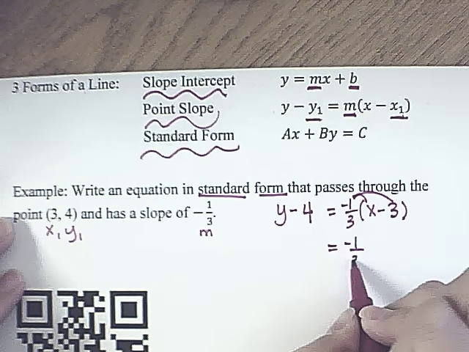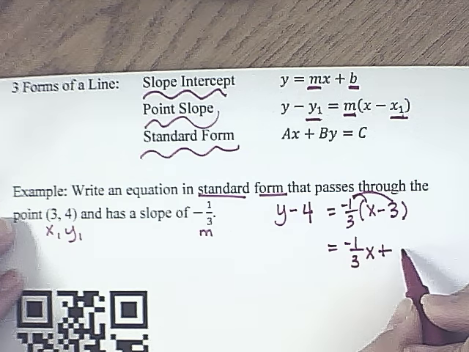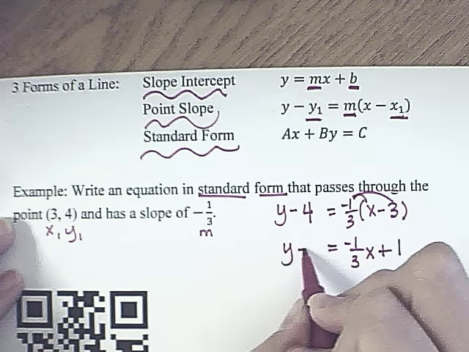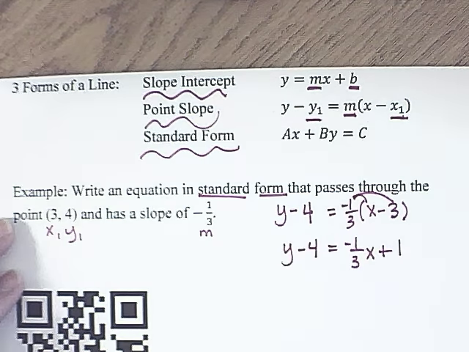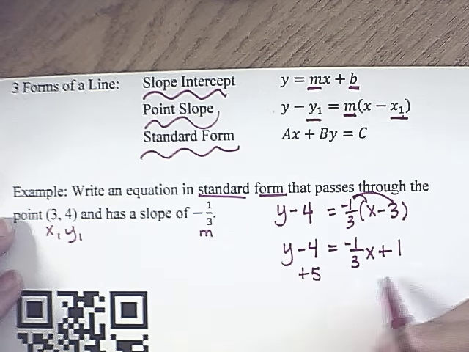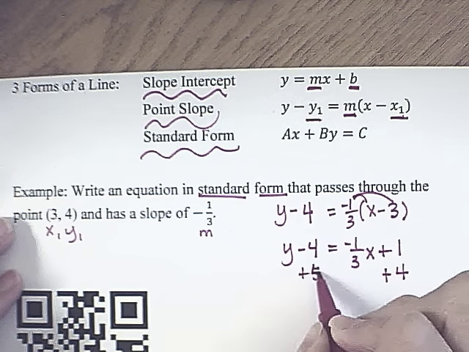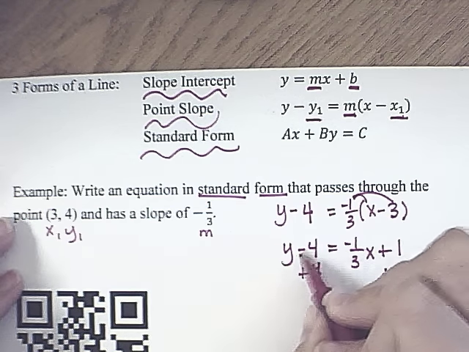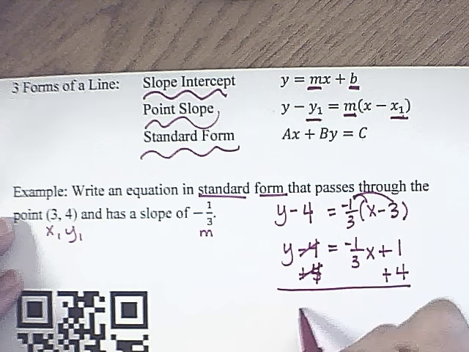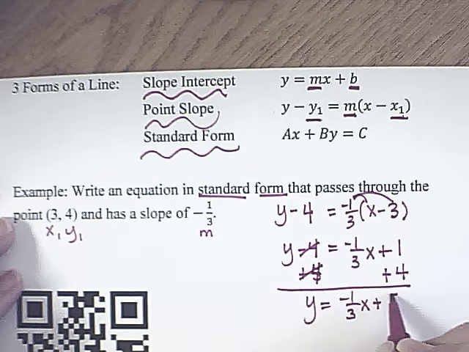I'll get negative 1/3 x. A negative times a negative is a positive. 1/3 times 3 is 1. And if you're not quite sure about that, I would encourage you to use your calculator. My next step is to move my numbers to the right. Oh, look what I did there. I put 5 on accident and I meant 4. Let's change that. Negative 4 and 4 would cancel, and I'll have y equals negative 1/3 x plus 5.